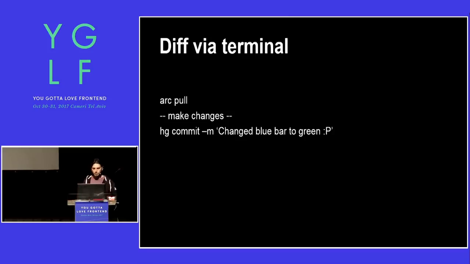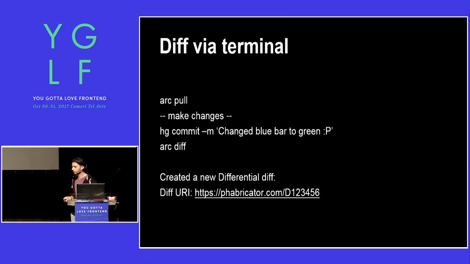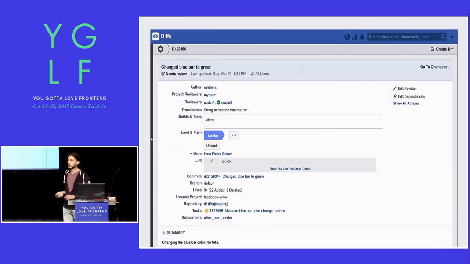Then I use Mercurial for it, hg commit, just like Git. And then I run arc diff. It starts some pre-commit validations, creates a pull request called a diff, and if everything went well, it's going to spew out a URL with the ID of the diff. If I click on it, I'm going to see this diff web tool, where I can see everything inside of it.